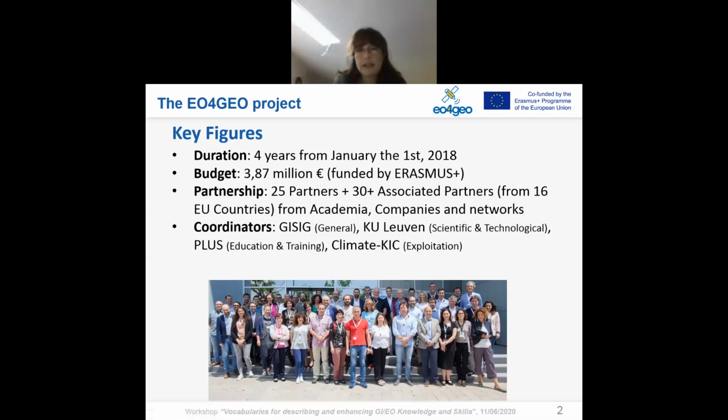So there is GZIG being the general coordinator, while the colleagues from KU Leuven are the scientific and technical coordinators. The colleagues from Paris-Lodron University of Salzburg are coordinating the education and training activities, while the colleagues from Climate Kick are steering the exploitation activities.